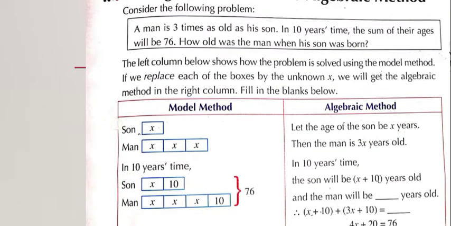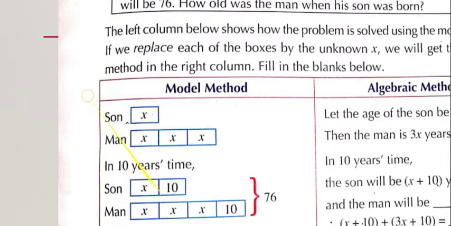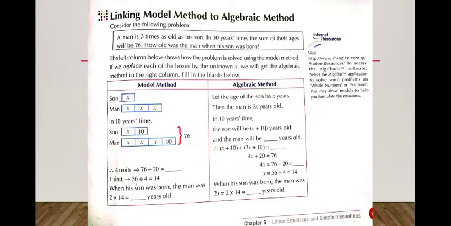Now when his son was born, the man was 2 times 1 unit, 14. You know why? Because when the son was born, we subtract both ages by x, so the son's age will be 0, which means he was just born, and then the man subtracted by x is only 2 units here, right? So 2 times 14, 28. That will be the model method that you usually do.